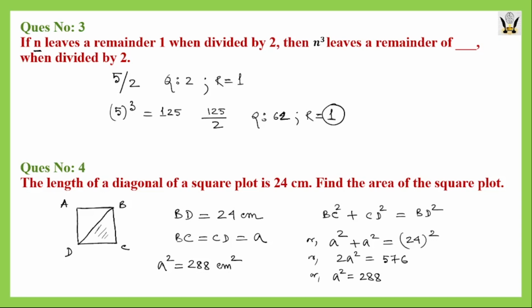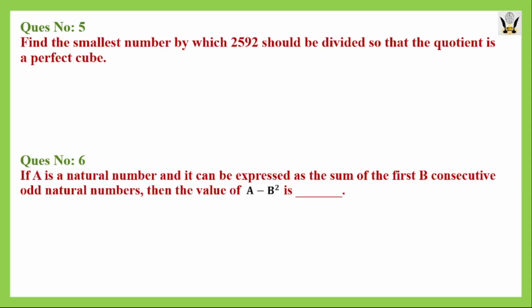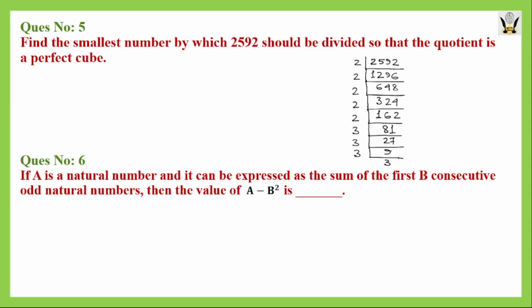Now in the next question, we have to find the smallest number by which 2592 should be divided so that the quotient is a perfect cube. So this time we want to divide the given number so that the quotient will be a cube. In this type of problem, we factorize the given number. We find all the prime factors, and then based on that we take some decisions or calculate further. If we factorize 2592, we will have in total 5 plus 4, 9 factors. Among them 2 is one of the prime factors, and 3 is the other prime factor.